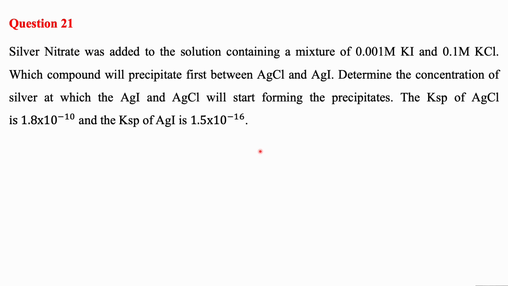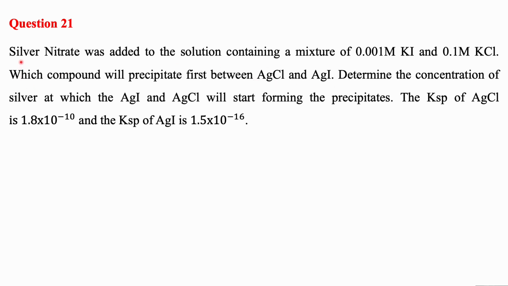Question number 21 says silver nitrate was added to a solution containing a mixture of 0.001 molar potassium iodide, so here you can determine the concentration of iodide, and 0.1 molar potassium chloride. That means here we can also get the concentration of chloride. Which compound will precipitate first between silver chloride and silver iodide?